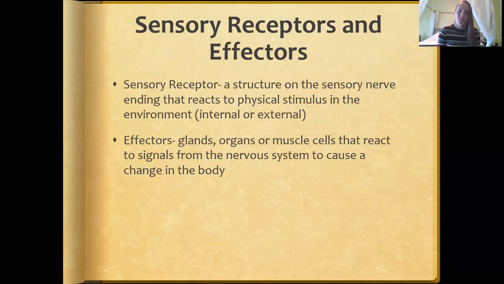Sensory receptors are, like I said, just a structure on the sensory nerve ending, and that's going to react to any physical stimulus in either the internal or external environment. And that physical stimulus could be like a burning feeling or just like a pressure of touch, but it could also be like a chemical bonding to the sensory receptor in your mouth or in your nose to detect taste or smell. And then effectors, like I said, they include glands and muscle cells, also organs, anything that can react to a signal from the nervous system and then cause a change in the body.